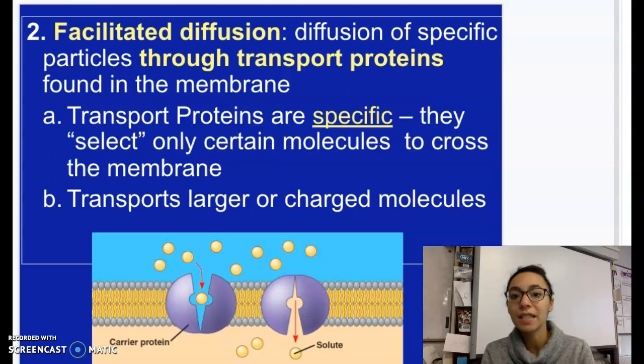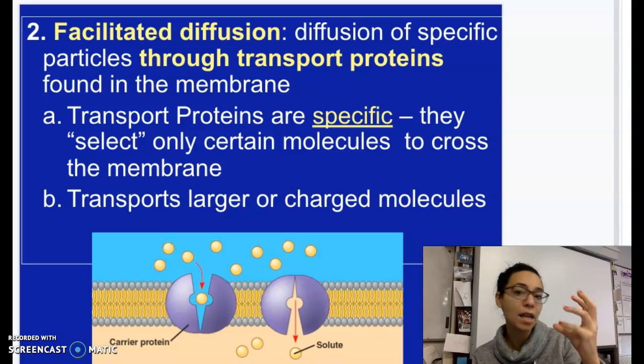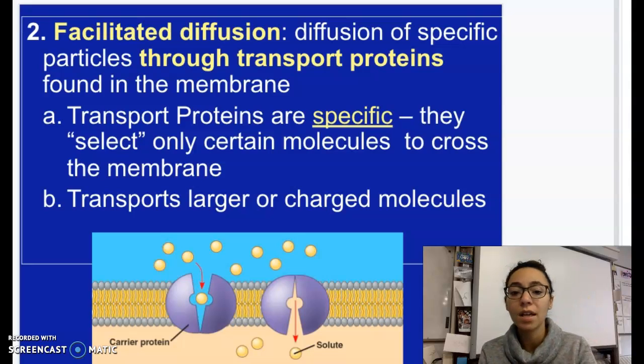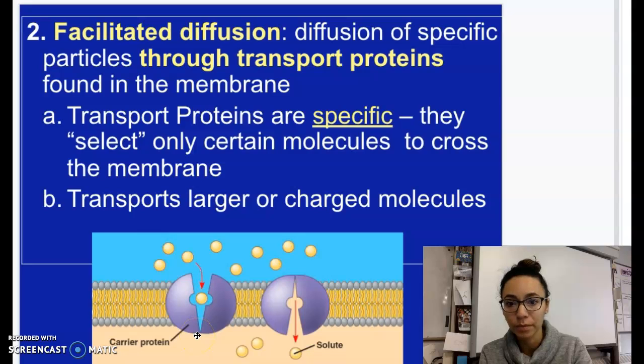Next, we have facilitated diffusion. So this is still diffusion. The word facilitated means to help. So this is just diffusion with a helper. So it's diffusion of specific particles through transport proteins found in the membrane. So we're still doing diffusion, we're still moving high concentration to low concentration, but this time we're talking about larger molecules, so they need to move through a transport protein. They can't fit through the lipid bilayer. They need a protein to pass through.